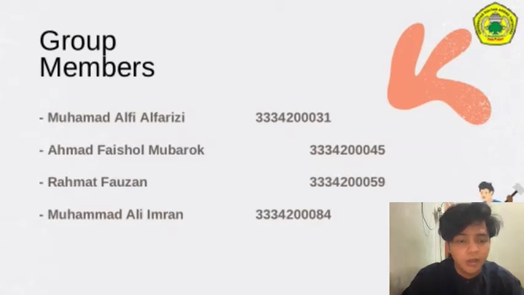In this part, I will introduce the group members. The first is Muhammad Alfarizi with NPM 333 for 2031. The second is Ahmad Faishol Mubarok with NPM 333 for 2045. The third member of the group is Rahmat Fauzan with NPM 333 for 2059, and the last member of the group is me, Muhammad Ali Imran, with NPM 333 for 2084.